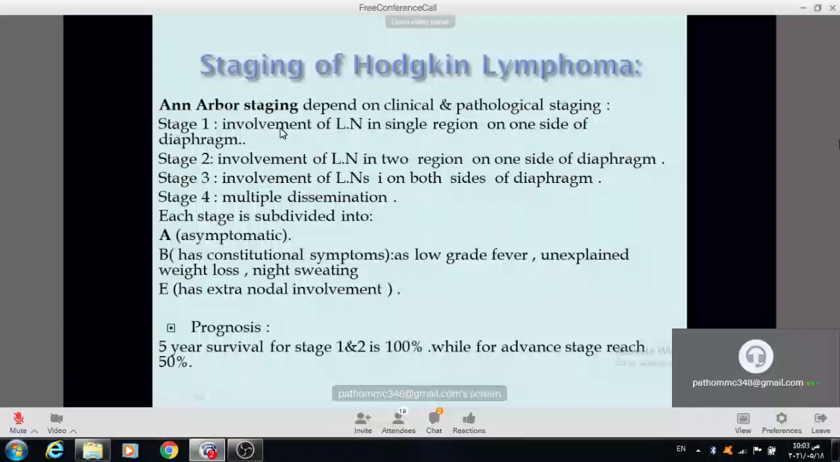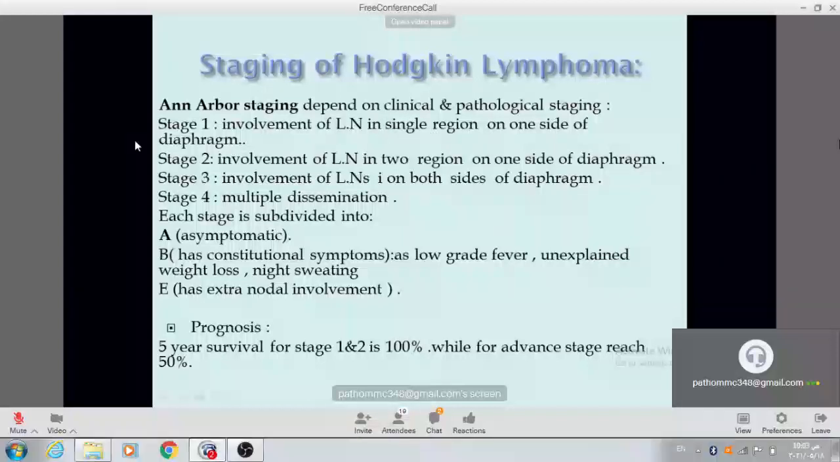For example, the patient has only cervical lymphadenopathy, or only axillary lymphadenopathy, or only inguinal lymphadenopathy, or maybe cervical and axillary only. So he has only involvement of a single region on one side of the diaphragm. Only a single region, meaning cervical or axillary or inguinal. Only one region, and this one region is on one side of the diaphragm.